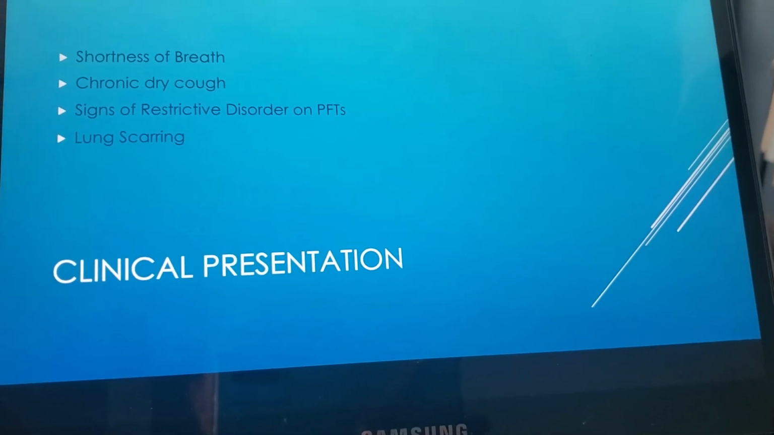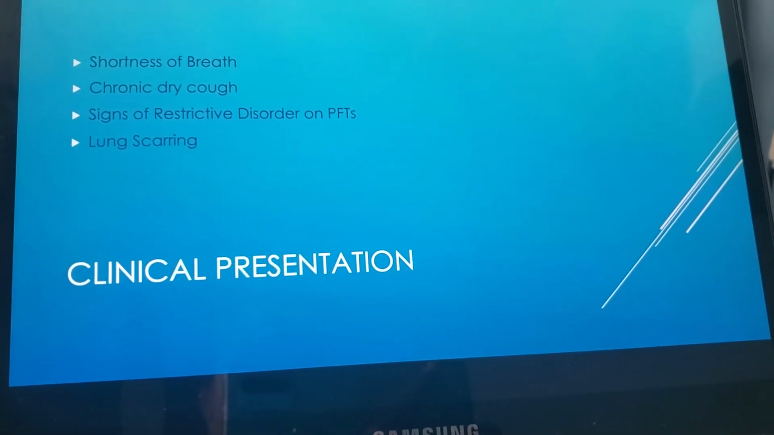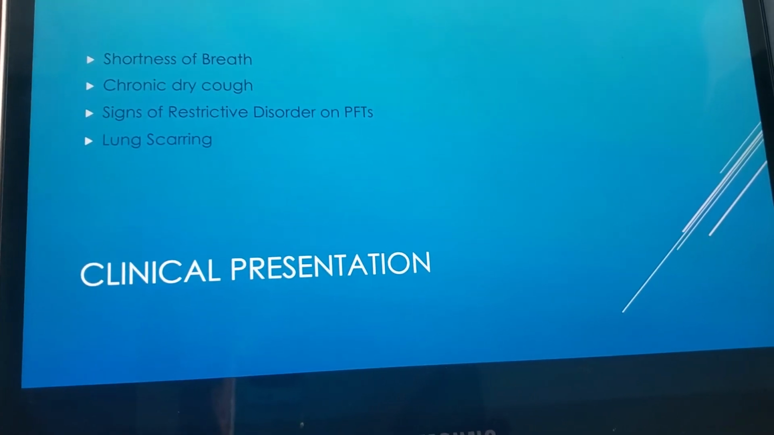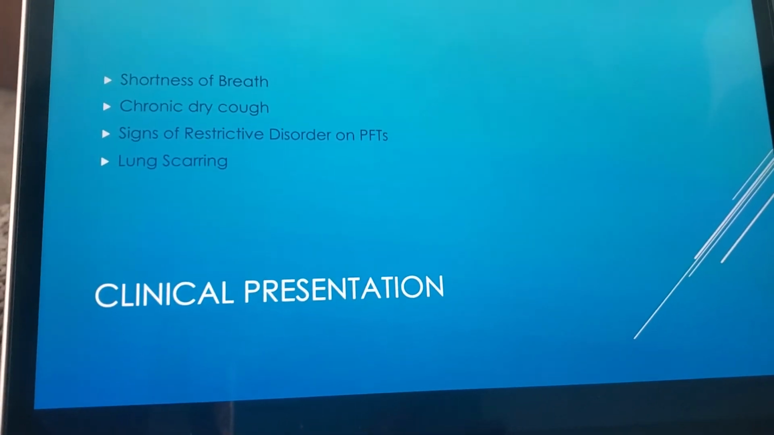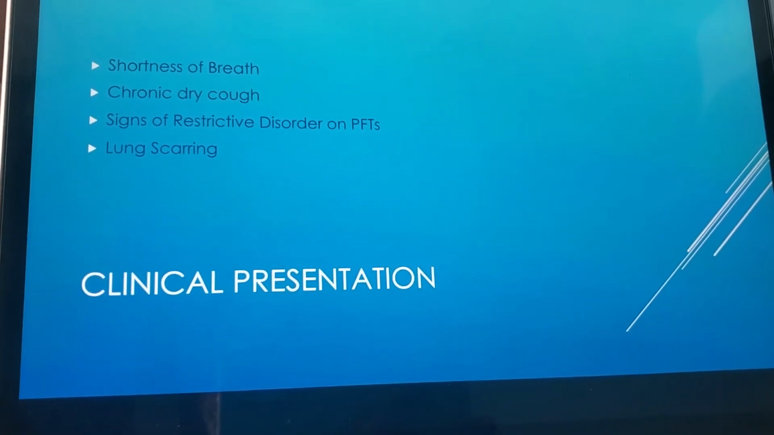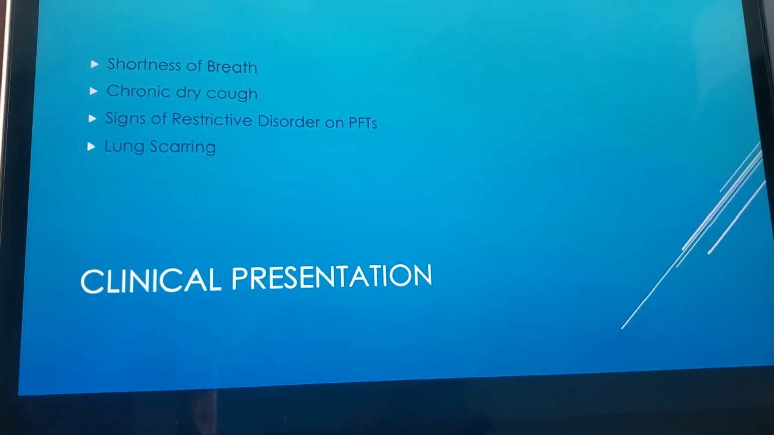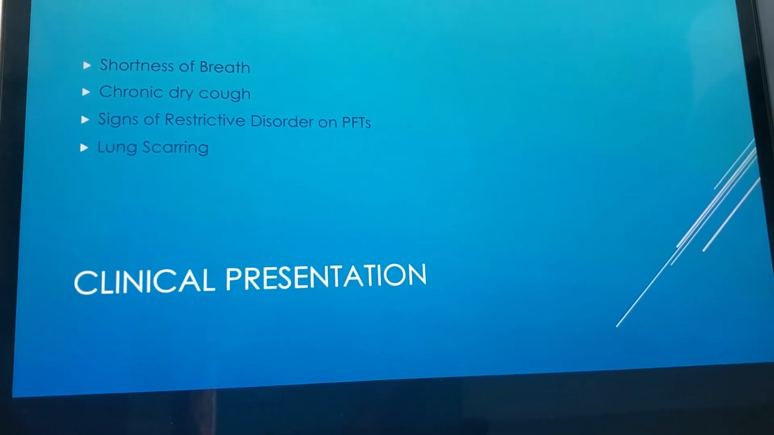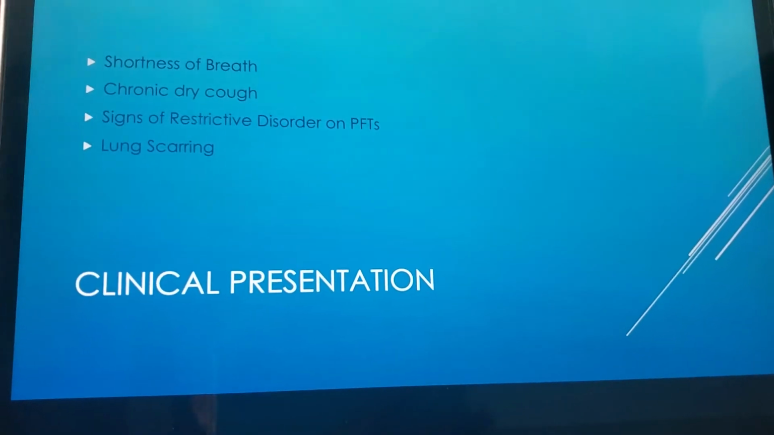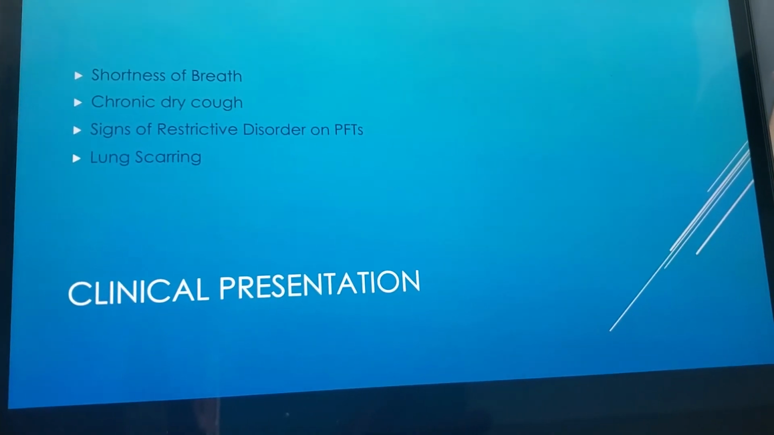Signs of restrictive disorder on PFTs. Like we talked about, when the lungs can't expand like they need to, then your flows will be decreased. And lung scarring on chest x-rays and CTs will show that there's some scarring from the rheumatoid arthritis.